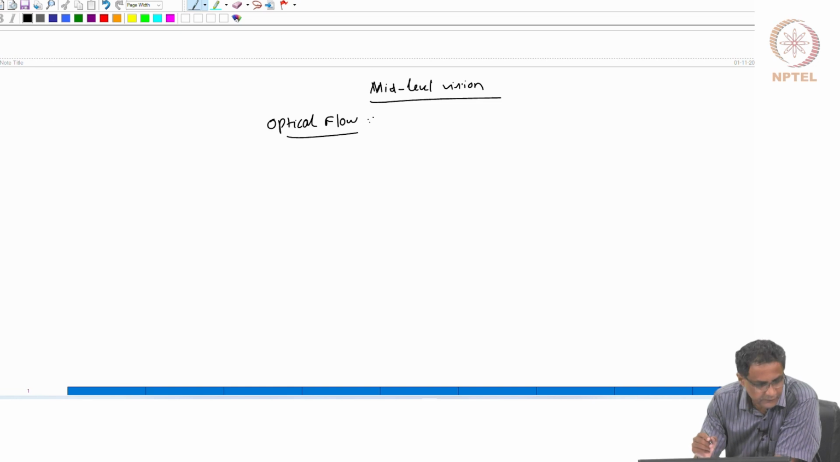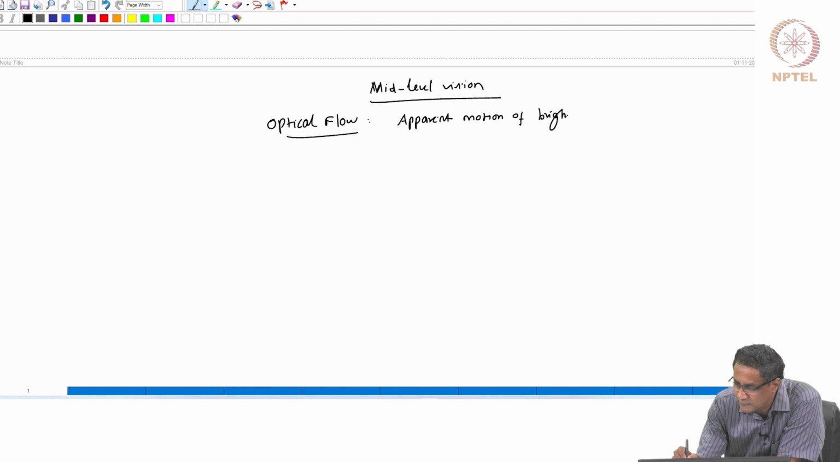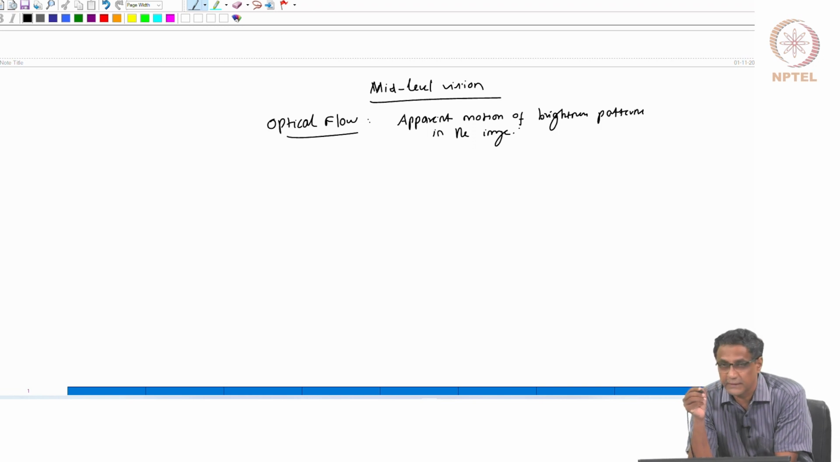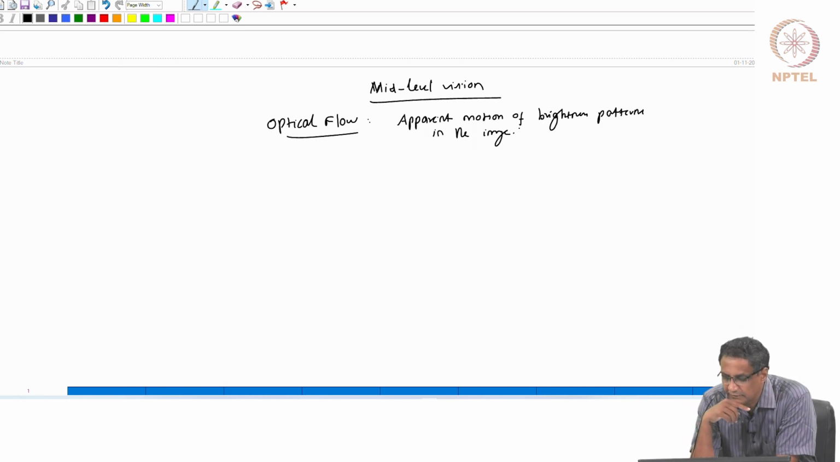Optical flow is, by definition, the apparent motion of brightness patterns in the image. The use of "apparent" comes for a reason.